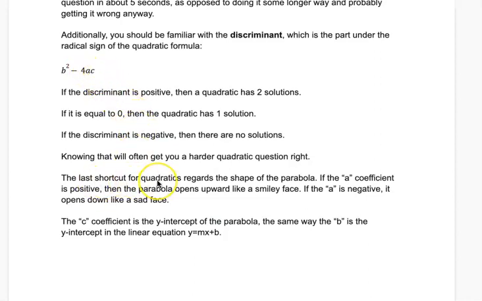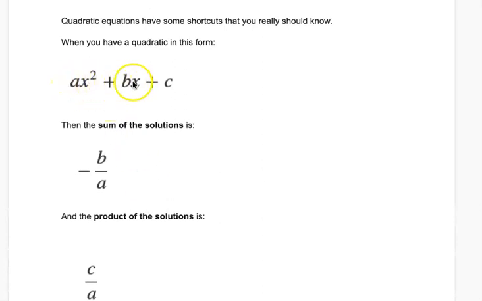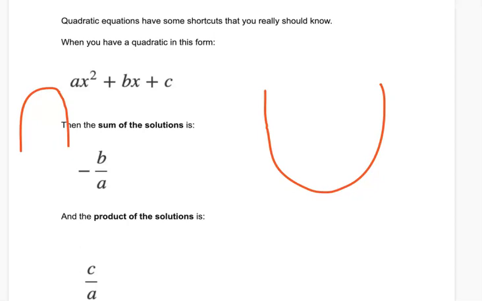The last shortcut for quadratics regards the shape of the parabola. If the a coefficient in the quadratic, so meaning going back to here, ax squared plus bx plus c, is a positive number, then the parabola opens upward, meaning like a smiley face. Looks something like that. If the a coefficient is a negative number, then the parabola opens downward, something like that. Okay, so there are definitely questions where they give you this and they say, which one of these parabolas could it be? And you have to know that.